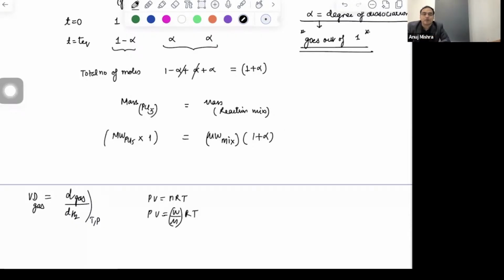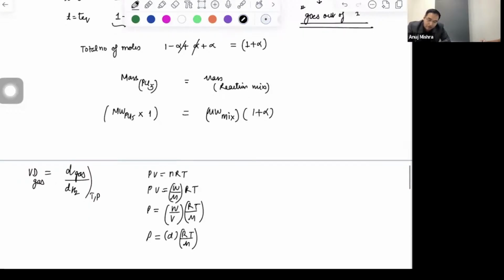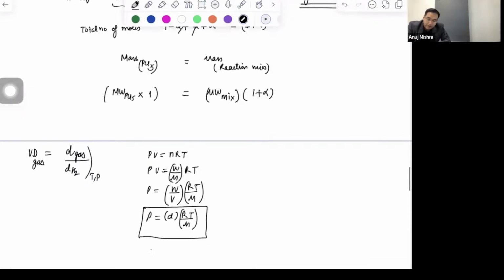ये समझ में आता है आपको? What is moles? Weight by molecular weight. So if you send this V other side, what is W by V? Density. Mass by volume is what? Density. So this formula also you should know. P is dRT by M or PM is dRT. Now can I say D is PM by RT?